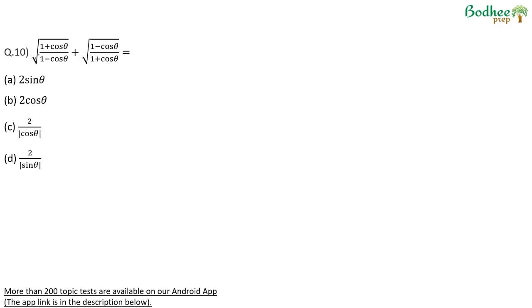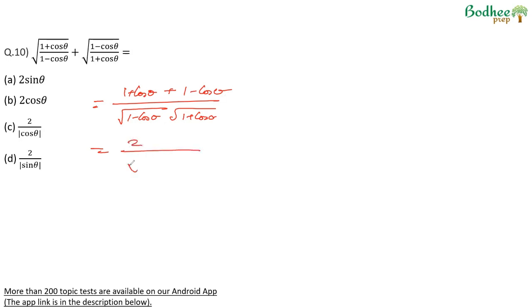1 plus cos theta upon 1 minus cos theta under root, plus under root, minus 1 minus cos theta upon 1 plus cos theta, is equal to... Again, first of all, take the LCM. Root 1 minus cos theta into root 1 plus cos theta. This gets cross multiplied. Root of this into root of this will be 1 plus cos theta, root of A into root of A is A, so plus 1 minus cos theta. This becomes, cos theta cancels, 2 upon root of A minus B into A plus B, which is A square minus B square.